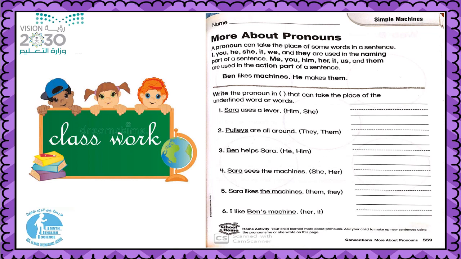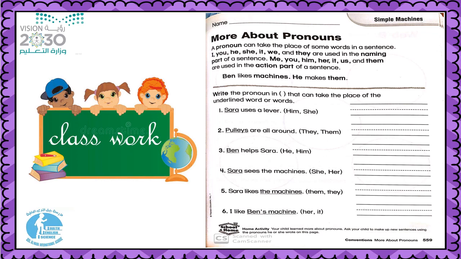Number 2. Pulleys are all around. There's a line under the noun pulleys. Do we say they are all around or them are all around? Of course they, because it's in the naming part of the sentence. It's in the beginning of the sentence, so we use they, not them. Them is used in the action part, not in the beginning.